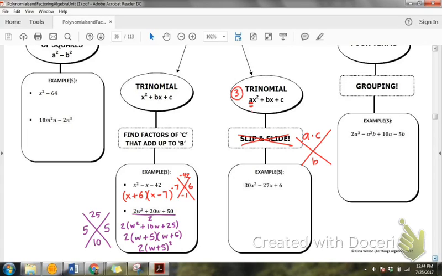Is there anything I can do before I start X factoring? Aspen? Divide everything by 3. Good. Aspen notices that we have a greatest common factor of 3. Okay, so we're going to divide everything by 3. Leaves you with 10x squared minus 9x plus 2. Good. Okay, now we're going to X factor.